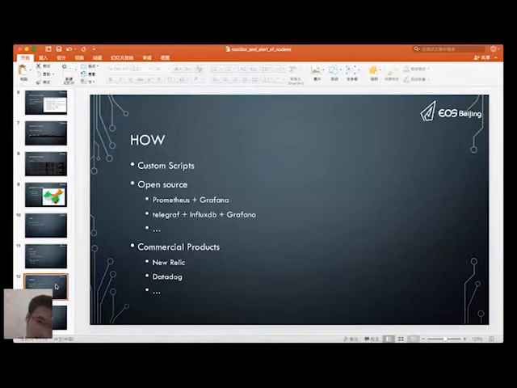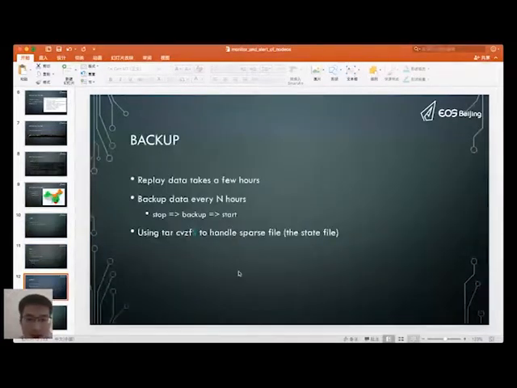So the last thing I would like to talk about is the backup, because these days I heard from a lot of friends that their node crashed, and they had to take a few hours to replay their data to get back to service. So I would suggest that you have a backup system, and you back up your data maybe every 1 hour or every 2 hours.